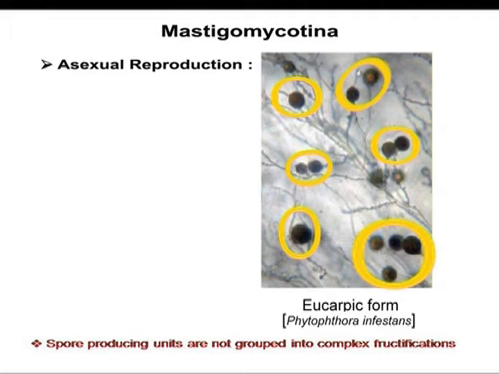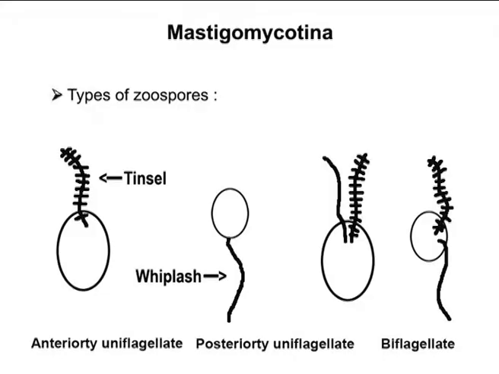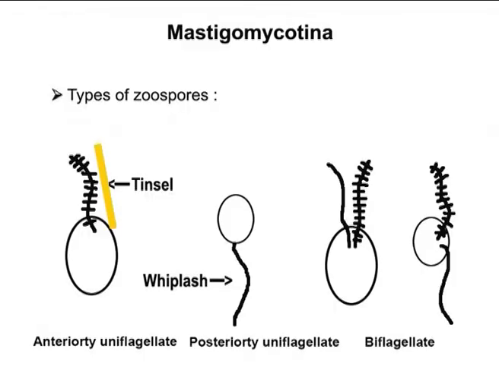But it is to be noted that asexual spore producing structures never unite to form macroscopic fructifications in this group. Three types of zoospores are observed in the life cycle of members of Mastigomycotina. They may be anteriorly uniflagellate. Whenever it is anteriorly uniflagellated, it is equipped with a tinsel type of flagellum, that is, a flagellum provided with small hair-like structures, that is mastigonemes.